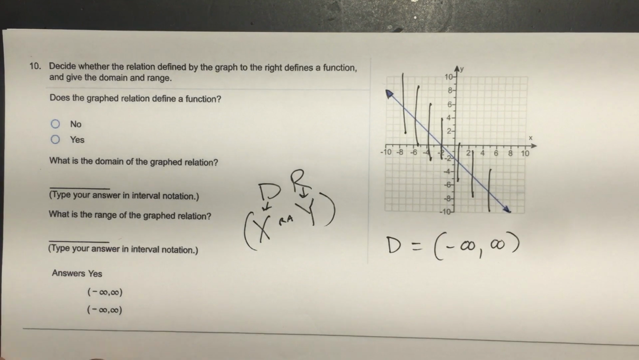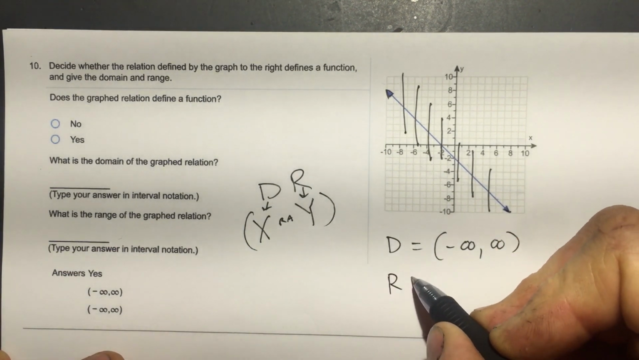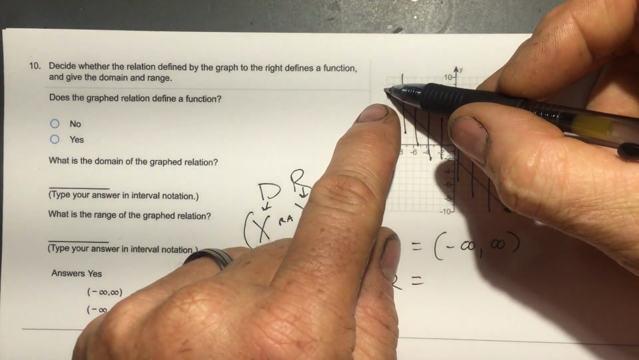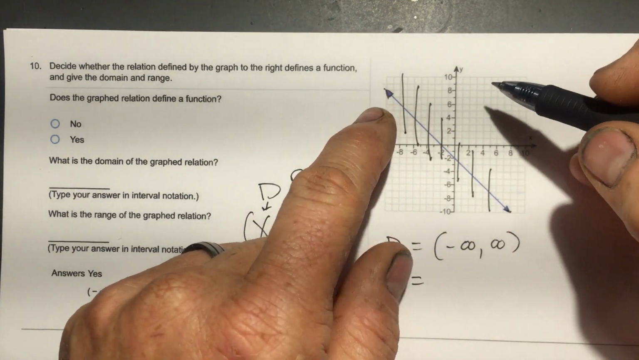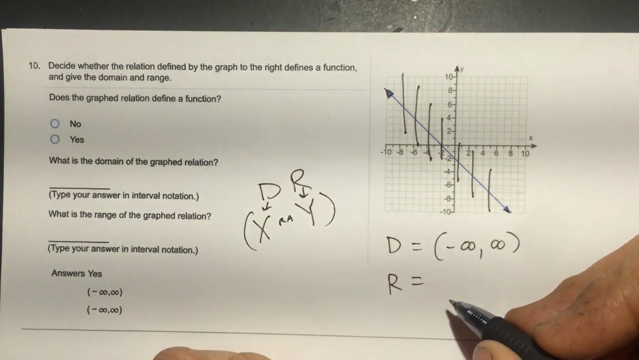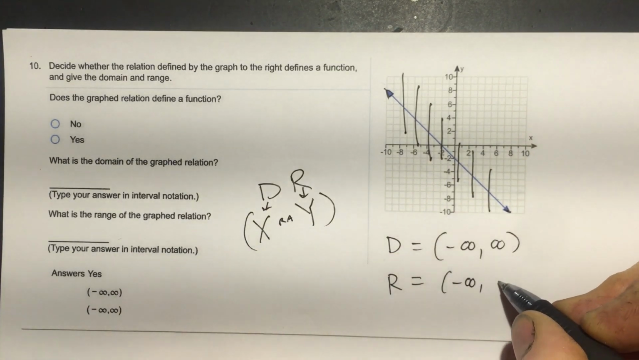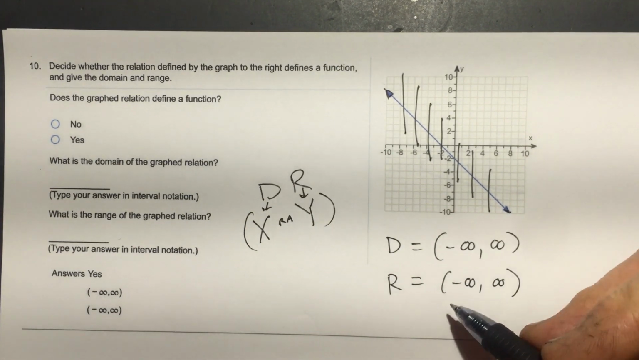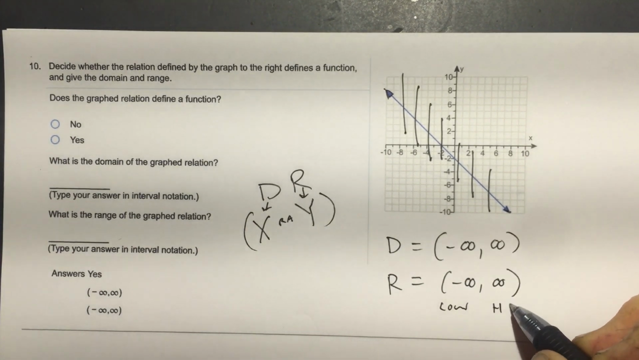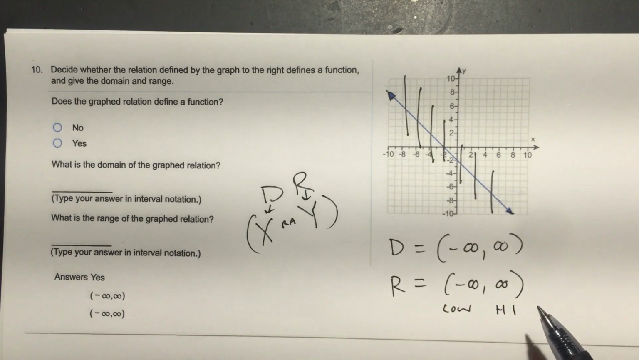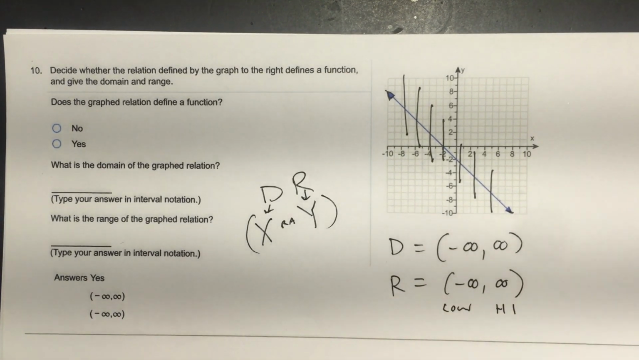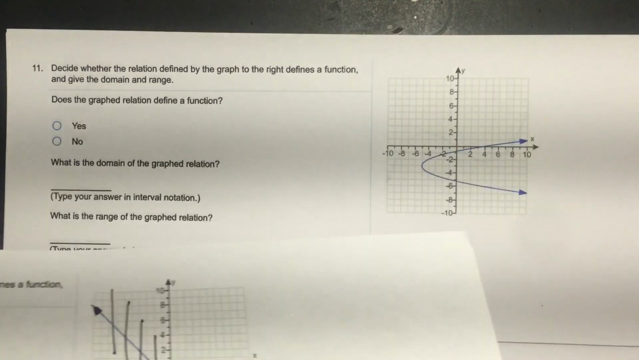There's no end. What about my range? Well, it's the same thing. As this thing travels this way, it's going up forever. And as it travels this way, it's going down forever. So it goes from negative infinity to positive infinity. Remember now, on your intervals, you always have low, and then you have high. You have your low value, and you have your high value. And so that's what my domain and range is here.